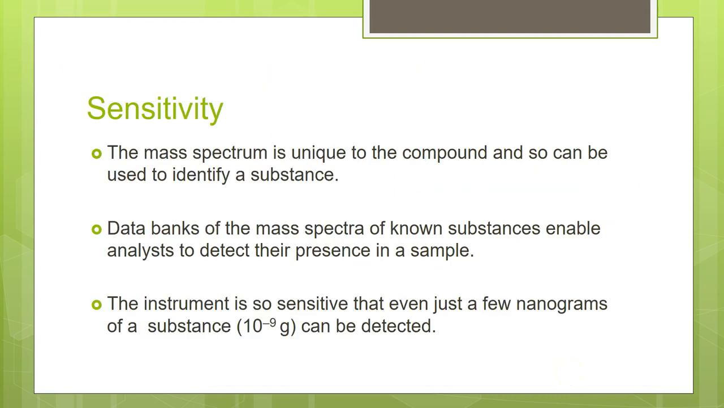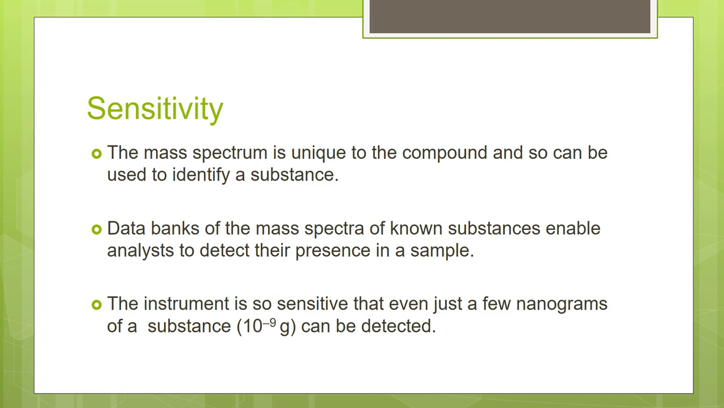So the mass spectrum is incredibly sensitive. It allows us to identify substances in very low concentrations. Over time, there's been large numbers of databanks created of mass spectra, and they allow analysts to detect the presence of that in a sample. So we can put in a sample, it can be run against these databases, and we can detect what those fragment patterns usually result from, and use it to detect the presence or absence of certain chemicals.